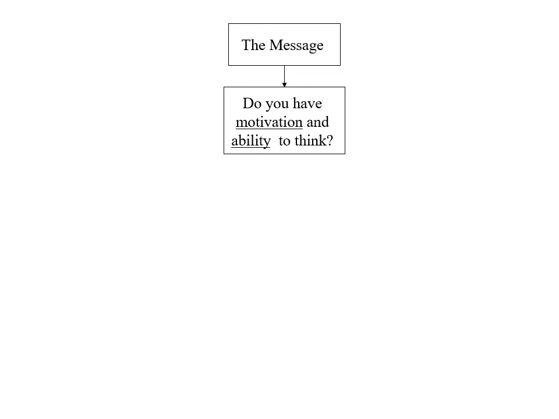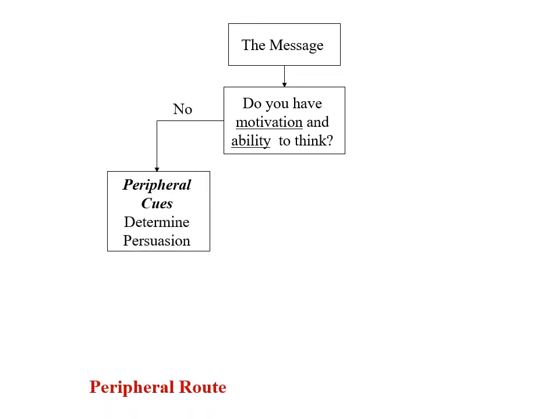So if you say no, if you're lacking in even just one, motivation or ability, then that means you're going to be on the peripheral route. You're going to be paying attention to those peripheral cues. So the peripheral cues about the message are what's going to be determining persuasion. So again, that's things like the design of the ad, the colors, celebrity endorsement, humor, jokes, all those kinds of things that don't really speak to whatever they're trying to persuade you about. They're just these things that are catching your attention. And in this case, these peripheral cues are what's going to determine your persuasion.